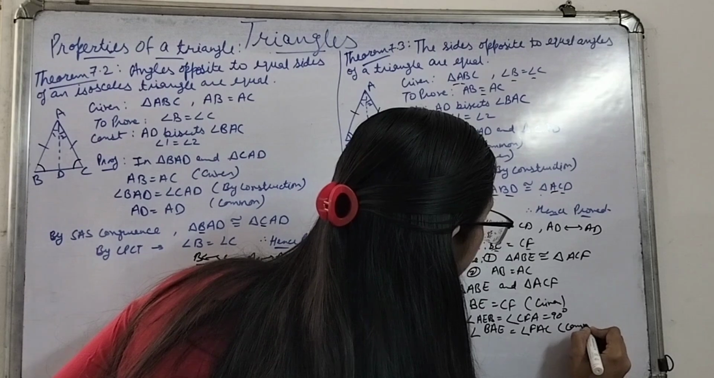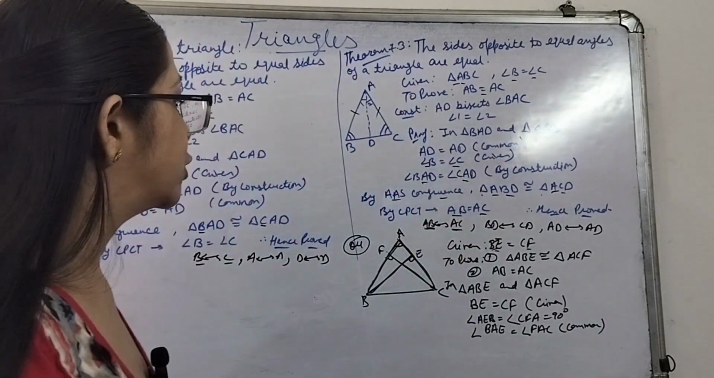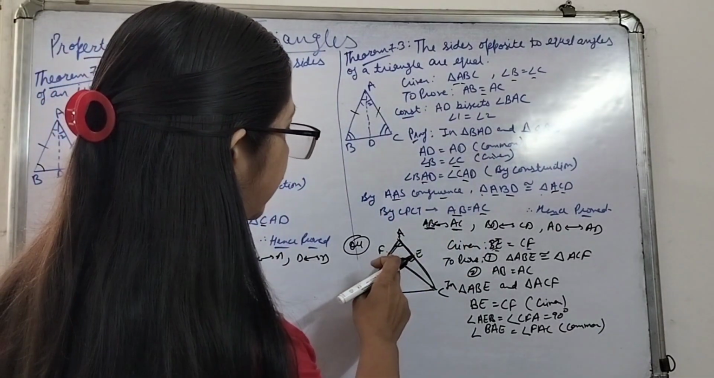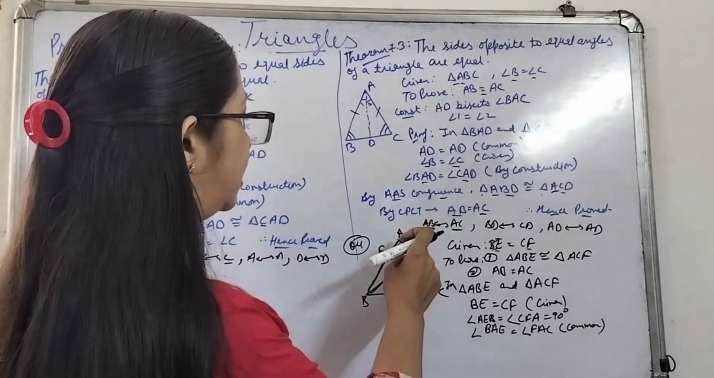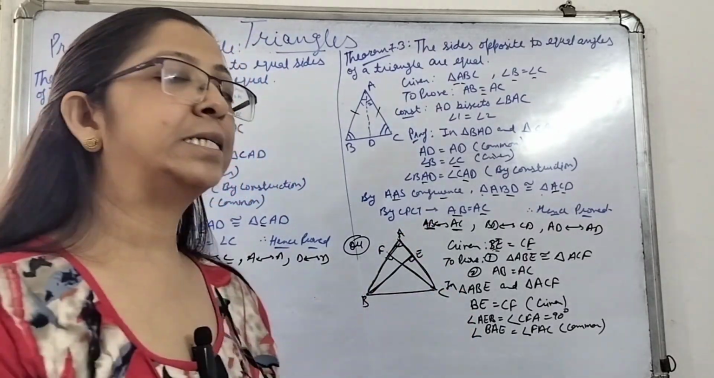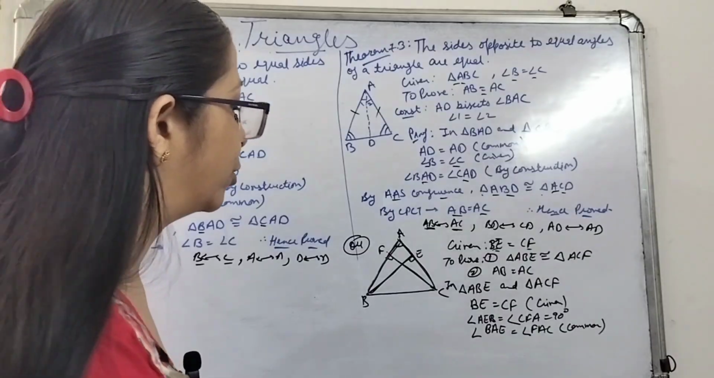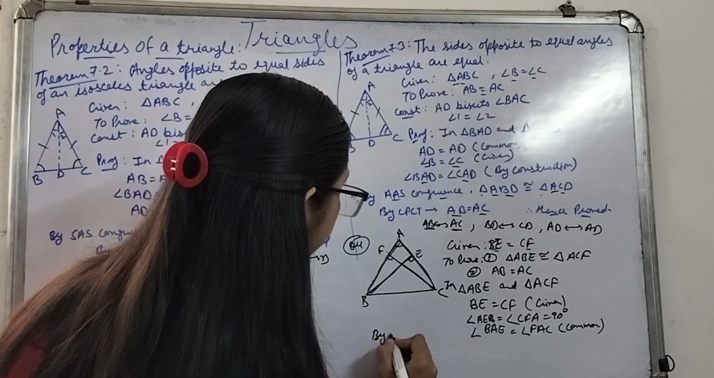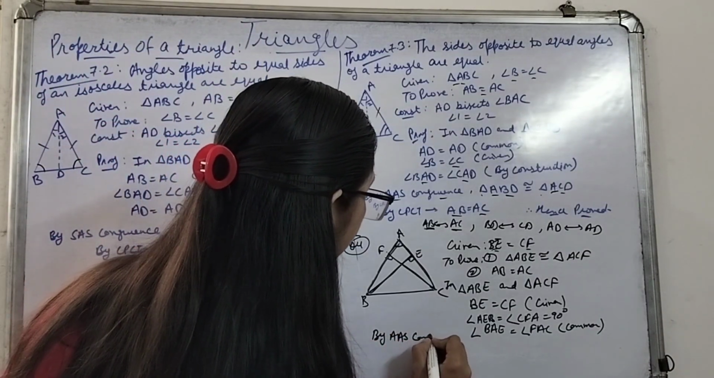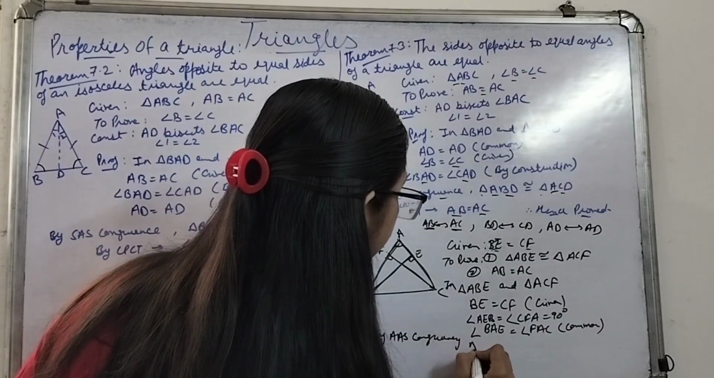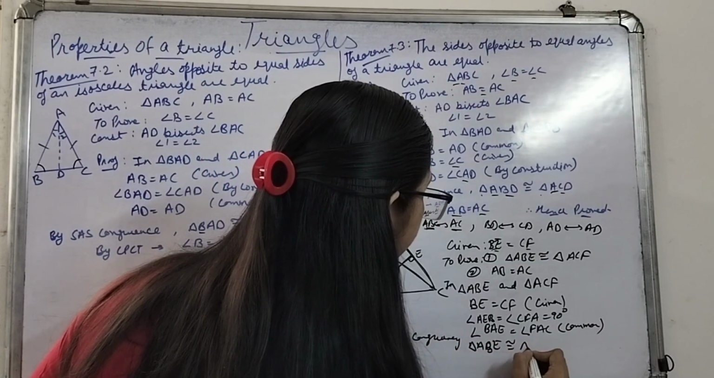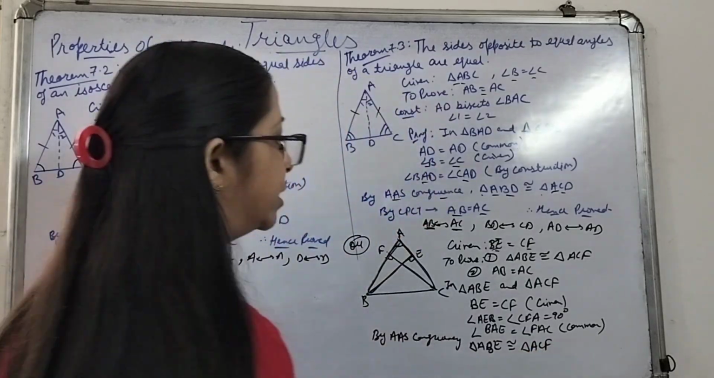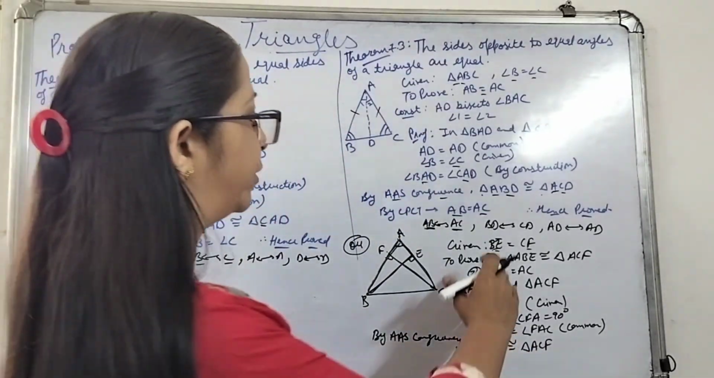That is common to both the two triangles. So what we can say is this angle and this side. That means by angle-side we can say the two triangles are congruent. So by AAS congruency, triangle ABE is congruent to triangle ACF. These two triangles are congruent. First part we have proved.